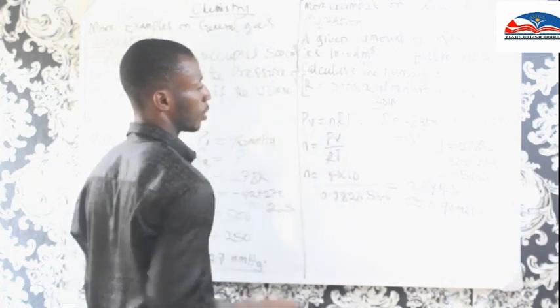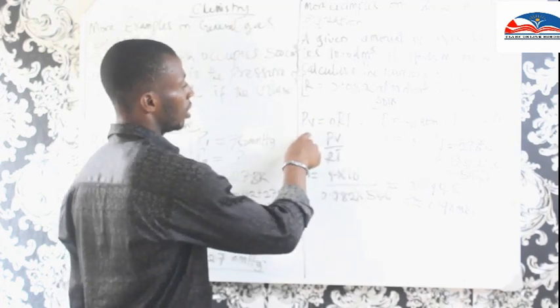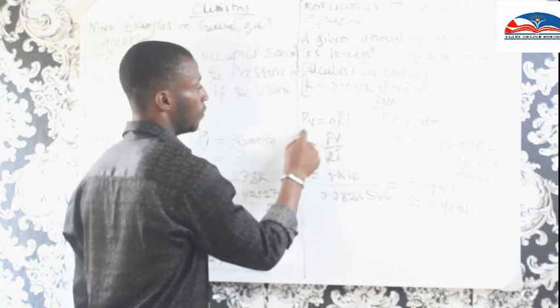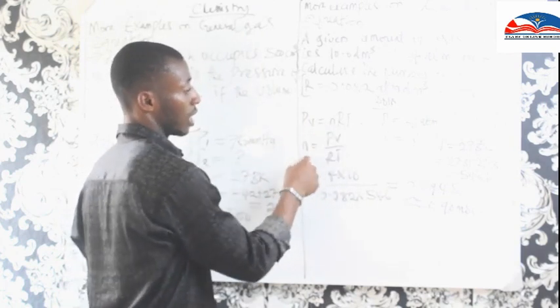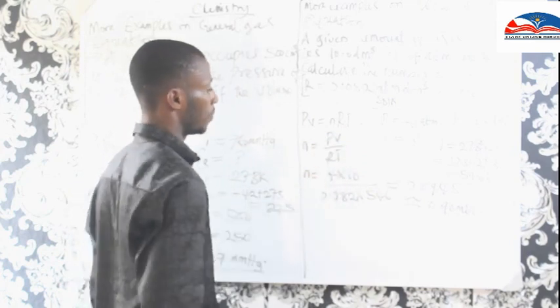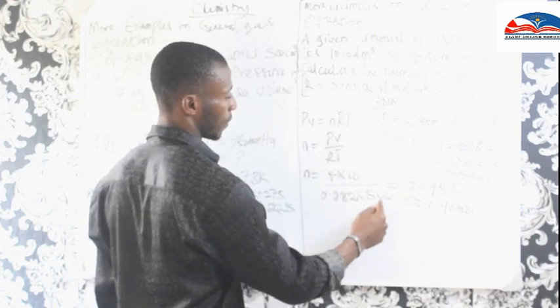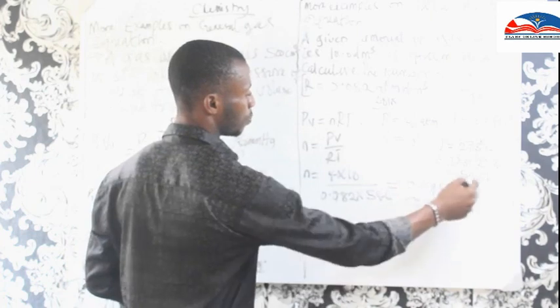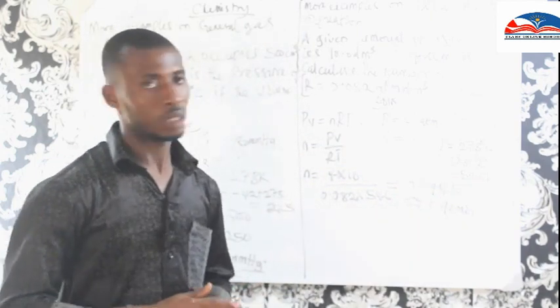We cross multiply, making n the subject of the formula. To make n the subject, we divide both sides by RT. RT will cancel RT, then PV over RT equals n, which is the same thing as this: n equals PV over RT. Which is 4 times 10 all over 0.082 times 546. If you press your calculator and approximate, it will give you 0.90 mole.